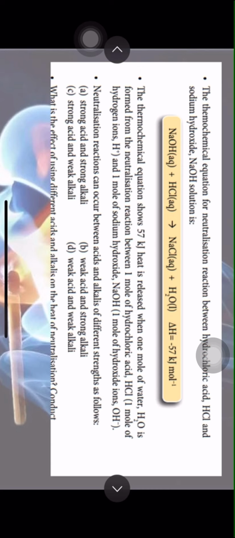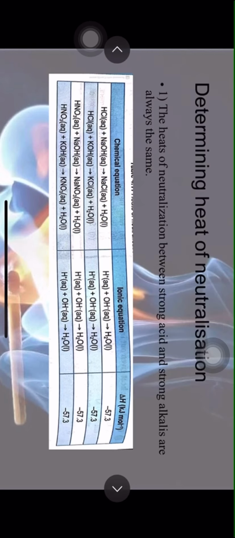Class, for your information, neutralization reaction can occur between acid and alkalis of different strength. Look at A: the reaction between strong acid and strong alkali. B, weak acid and strong alkali. C, strong acid and weak alkali. And D, weak acid and weak alkali. So how to determine the heat of neutralization? I will explain one by one.